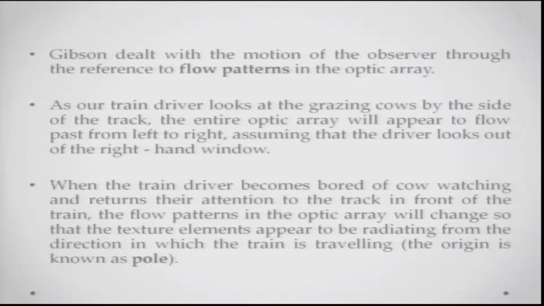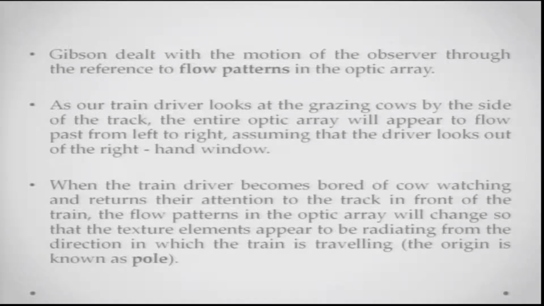Now, Gibson dealt with this motion of the observer through reference to flow patterns in the optic array. So he says that there are patterns of flow in the optic array. Flow is basically just movement. Say, for example, coming back to this train driver example, suppose the train driver is now bored of looking at the sights. He comes to the front of the locomotive and is just looking further in the direction in which the train is moving.